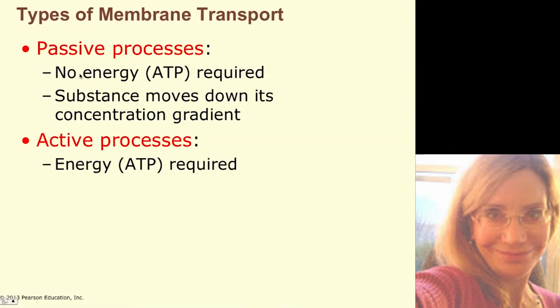Passive processes include those that do not require energy, and of course cellular energy is provided by adenosine triphosphate, ATP. So passive processes don't need ATP. The substance will move down its concentration gradient from an area of high concentration to low. This does not require energy. For active processes, energy is required.